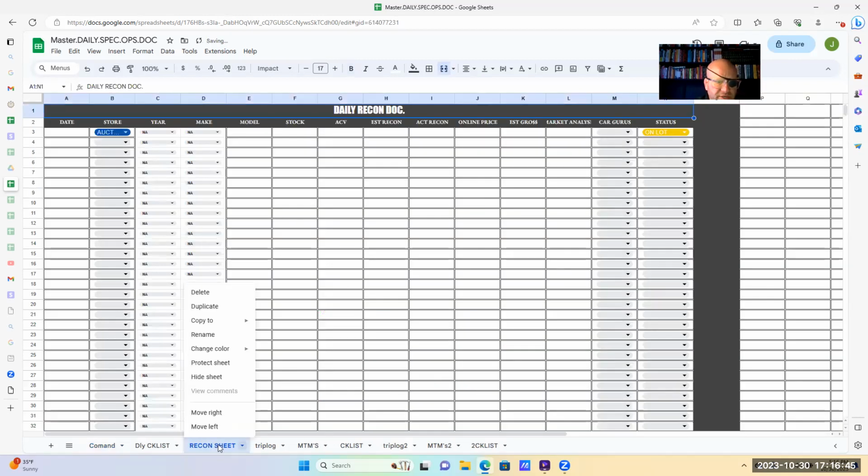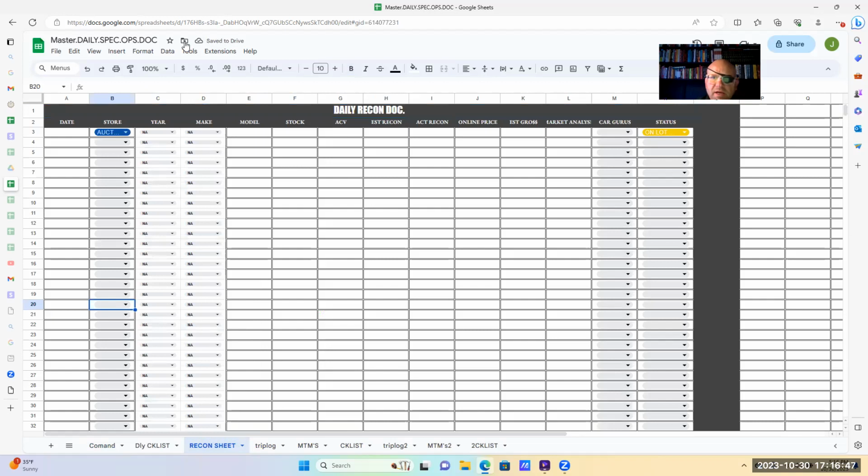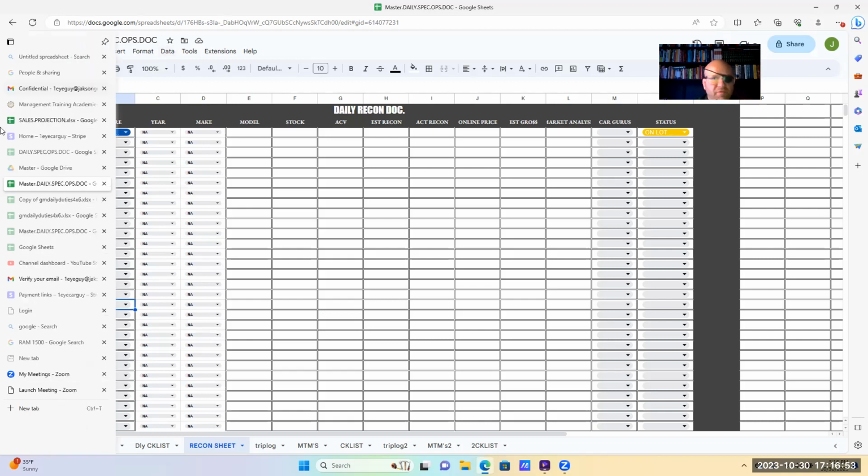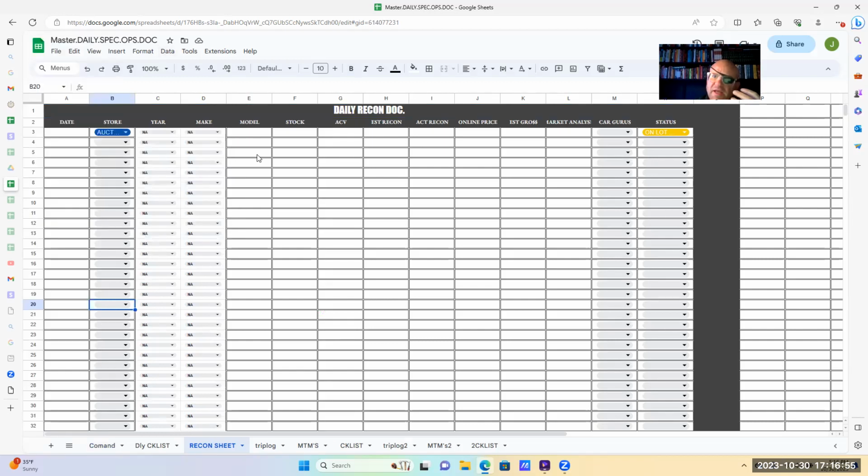The recon sheet, critical, right? Again, these are certain things that you have to keep your fingers on. I know you probably have Rapid Recon or some other system, but that system just alone, right? I'm logging into that system to go get that there.